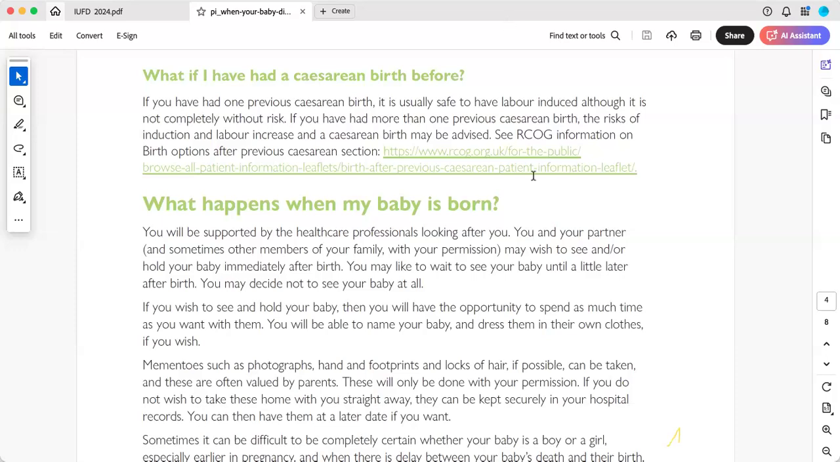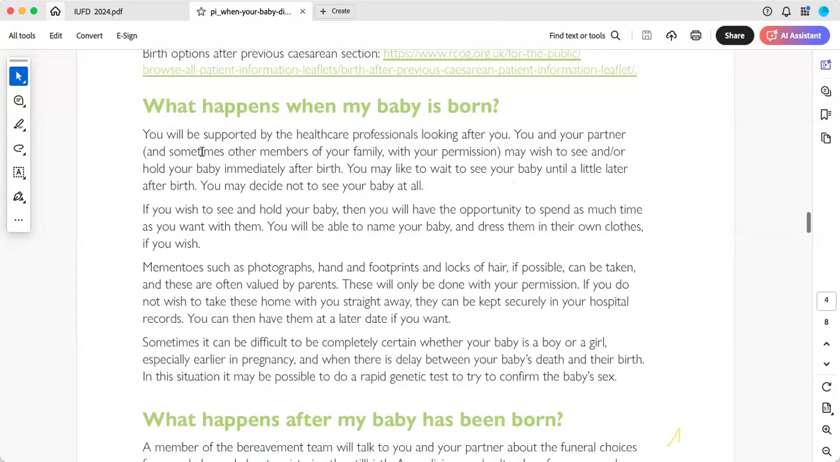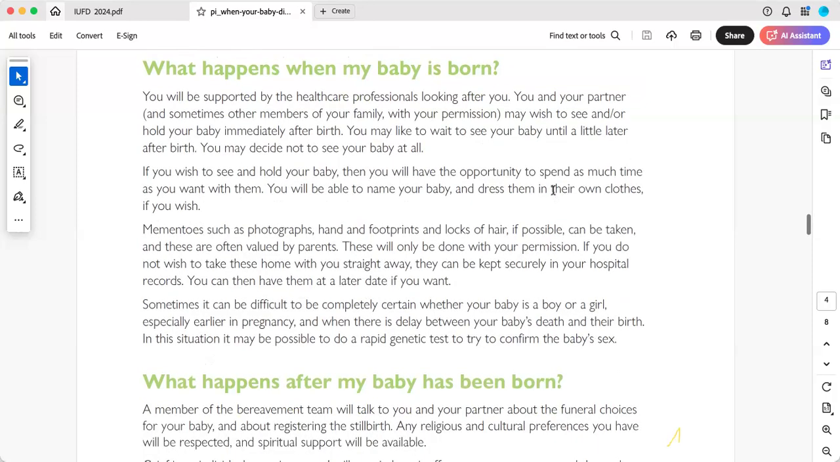What happens when my baby is born? Okay, so you will be supported by the healthcare professional looking after you and your partner, and sometimes other members of your family may wish to see or hold the baby immediately after birth. You may like to wait to see your baby until a little later after birth. Okay, you may decide not to see your baby at all.